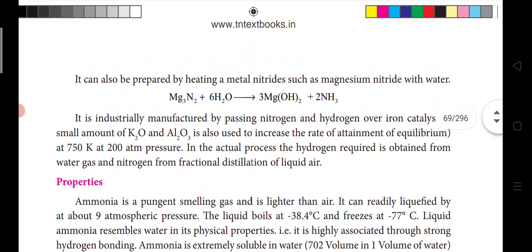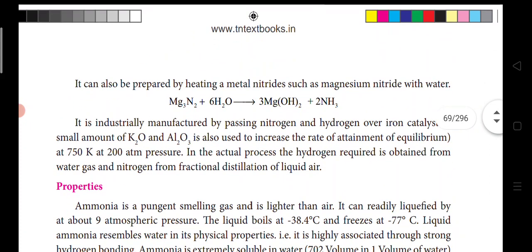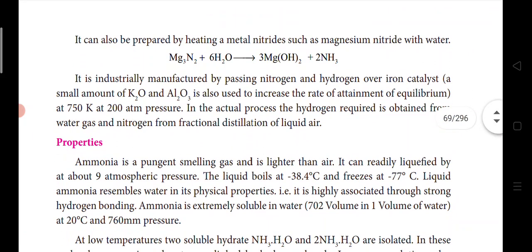It can also be prepared by heating a metal nitride like magnesium nitride with water. So a metal nitride is any metal nitride. Here we have taken magnesium nitride with water. It gives magnesium hydroxide and ammonia. It is industrially manufactured by passing nitrogen and hydrogen over an iron catalyst at 750 Kelvin. So what is an iron catalyst? A small amount of potassium oxide and alumina is also used to increase the rate to attain the equilibrium at 750 Kelvin and 200 atmospheric pressure.